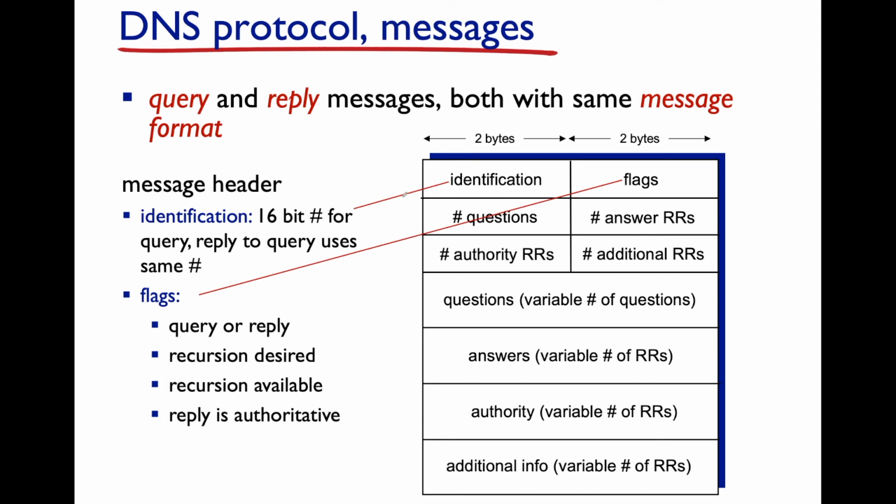And so we have these fields, and then we also have our questions. These are the variables saying the name is equal to IBM.com, for example. And we have a field for the answers, which are the replies to these questions. And then we have some variable number of authoritative records as well as other information.